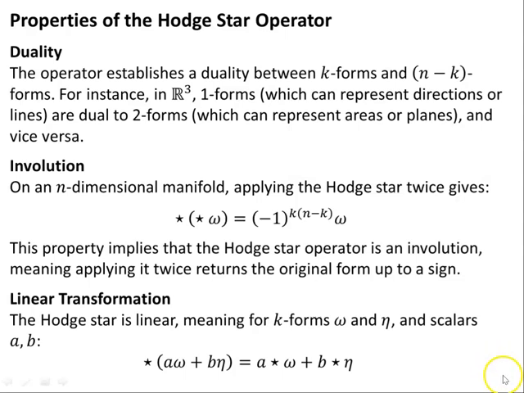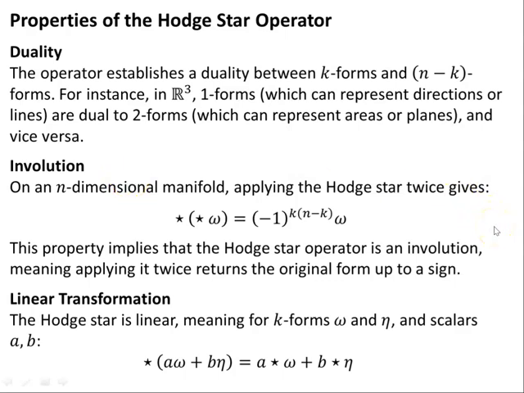Some properties of the Hodge star operator. Duality: the operator establishes a duality between k-forms and n minus k forms. So for instance, in R3, one-forms, which can represent directions or lines, are dual to two-forms, which can represent areas or planes, and vice versa. I mentioned a bit of that on the previous page.